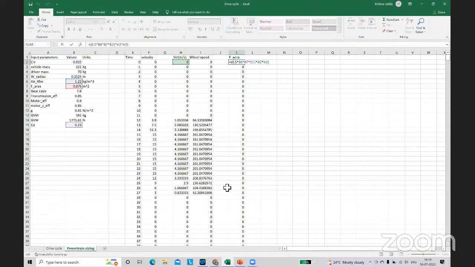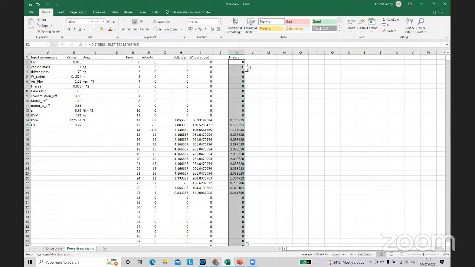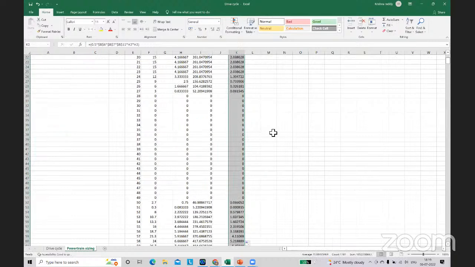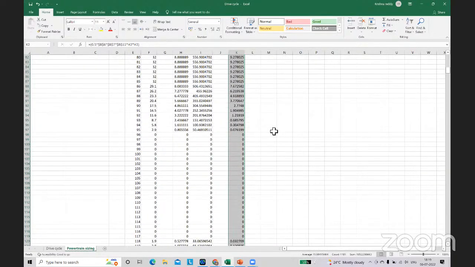The purpose of having the dollar symbols is that for all these constants I need to add a dollar symbol. Otherwise the next value will be considered, which will be completely zero. Now, if I say enter, now we are getting some values here.